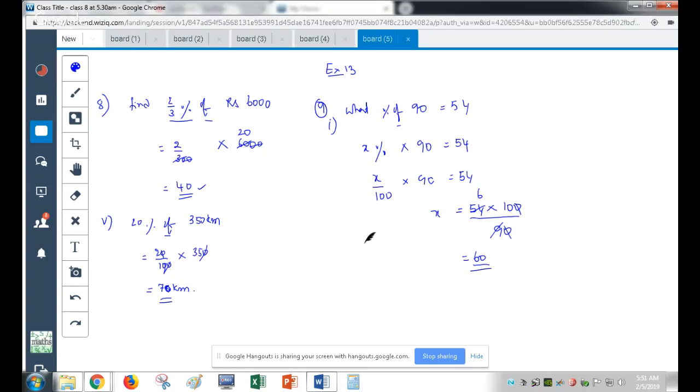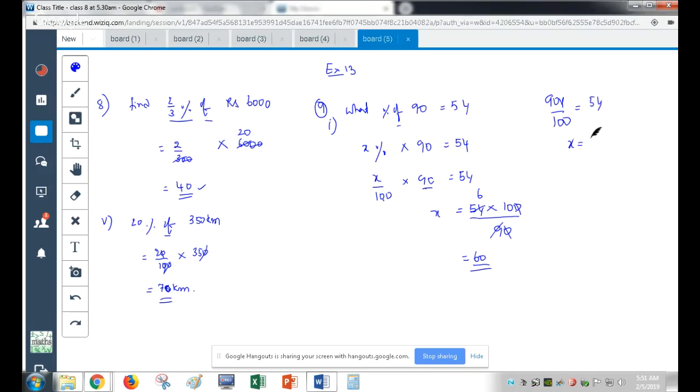I will be telling you again. 100 is in the denominator, it will go into the numerator side. 90 is in the numerator, it will come to the denominator. Otherwise, x into 90, I will be doing the rest of the procedure like 90x by 100. Okay? So, this is equal to 54.